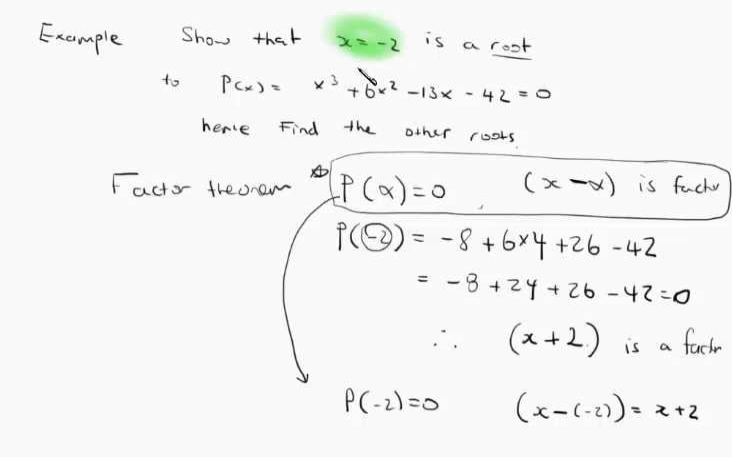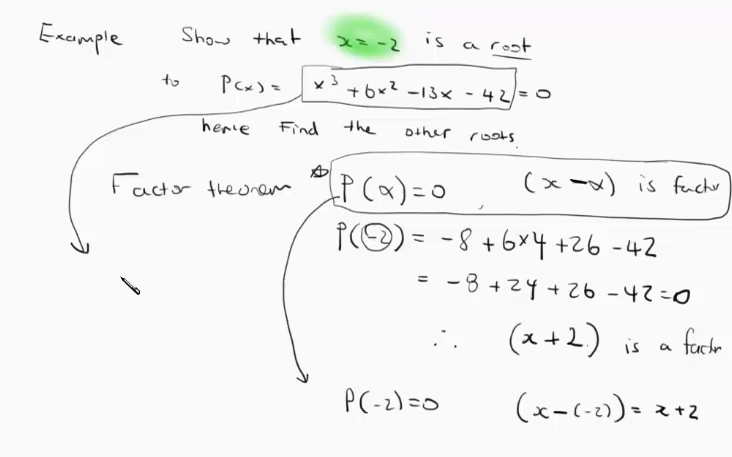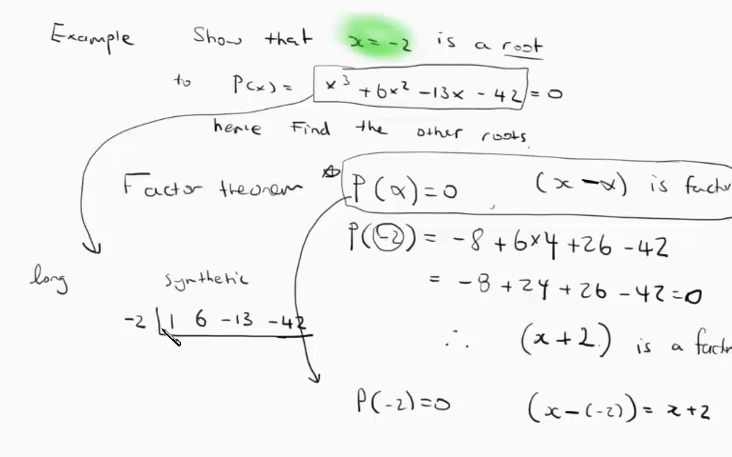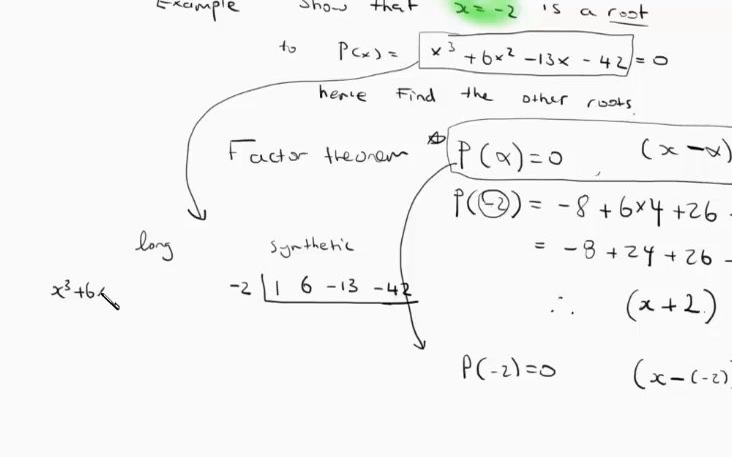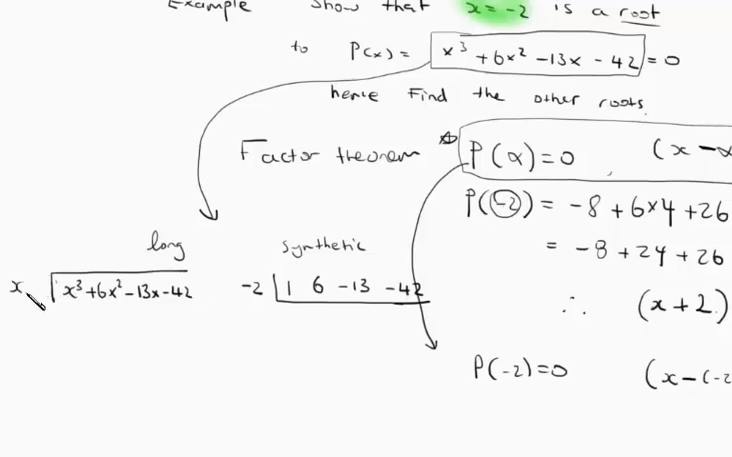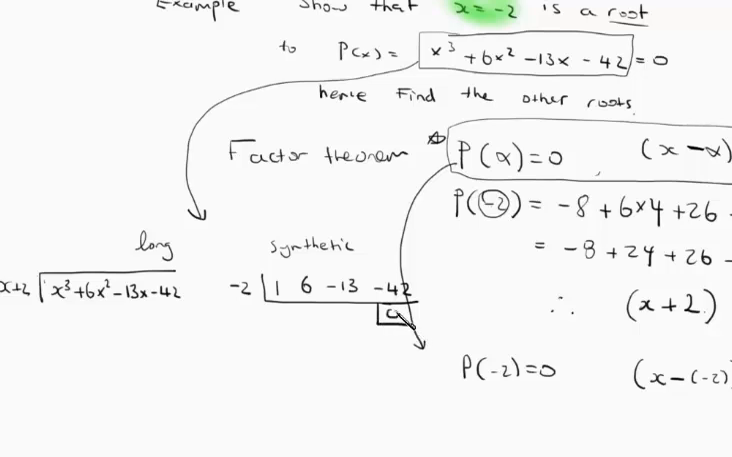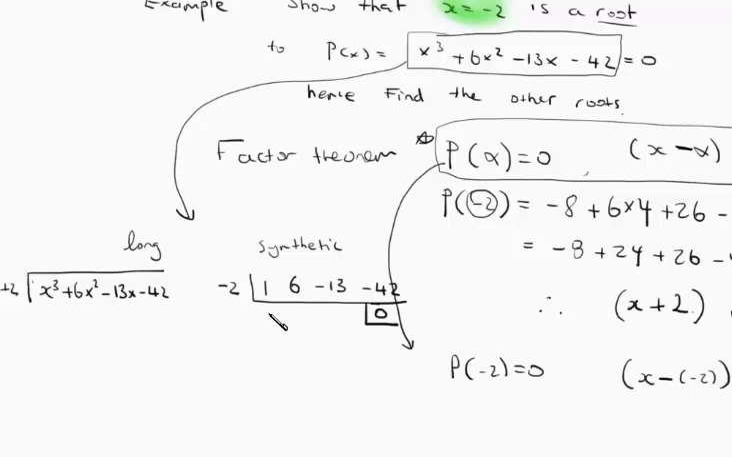Now, we found one factor, so we can actually reduce this cubic down to a quadratic. Is that right? You can do the long division or synthetic division. It's up to you. Let's do synthetic division. I think you guys are all good at this now. Okay, 1, 6, minus 13, minus 42, and in this case, the minus 2 goes here. For long division, x cubed plus 6x squared minus 13x minus 42, and you divide that by, in this case, x plus 2. If you do this, then you can find the quotient. Of course, the remainder will be 0. Try that. Figure out the quotient.